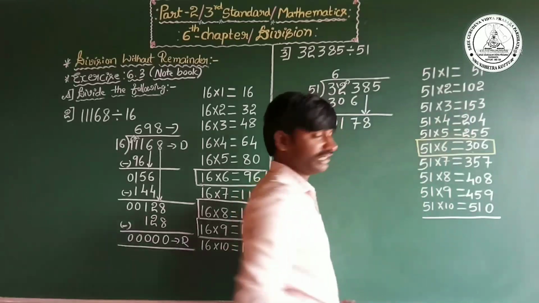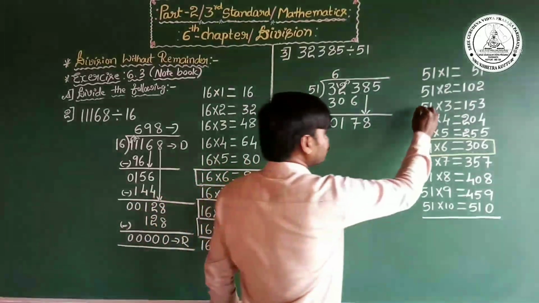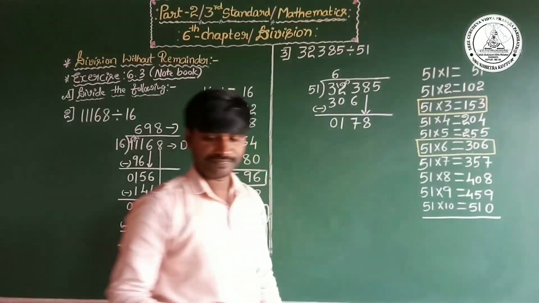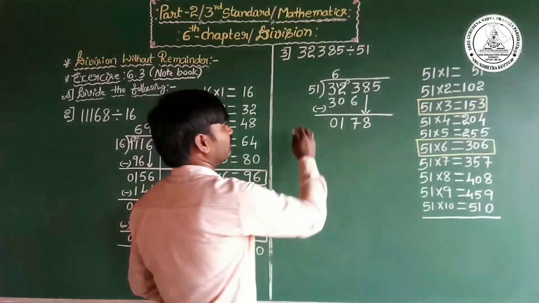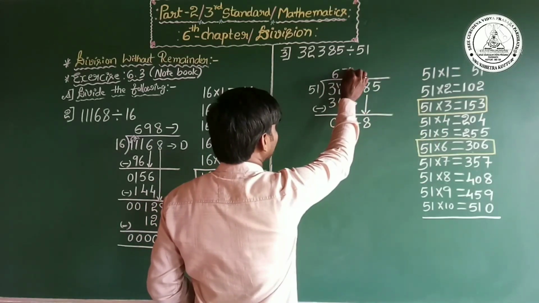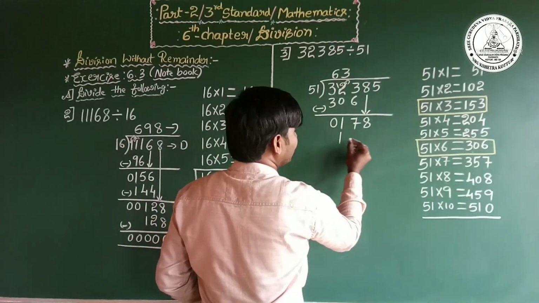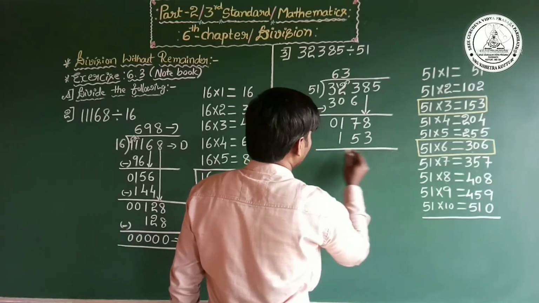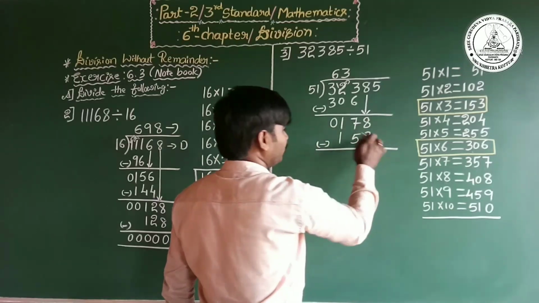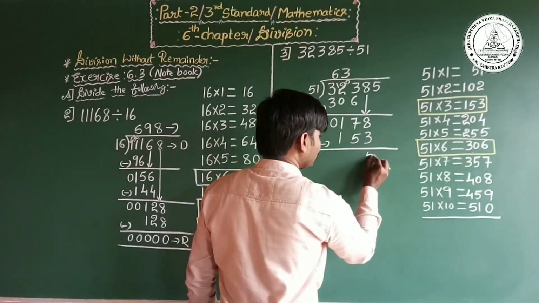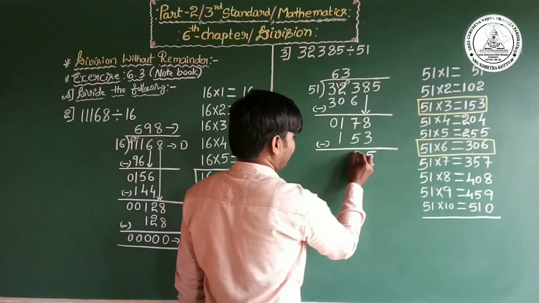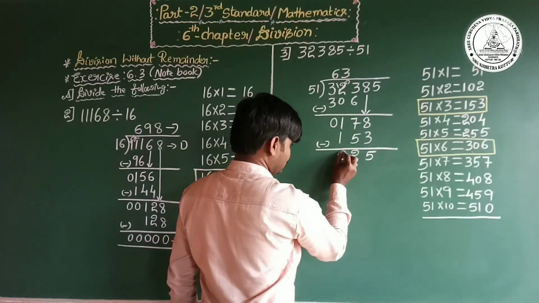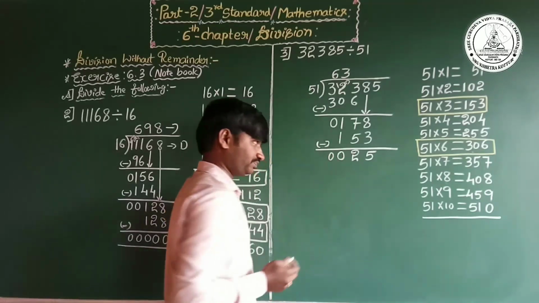So 153, it means 51 3s are 153, is the nearest number to 178. Yes, dear student, you write 51 3s are 153. Now you subtract these numbers. 8 minus 3, yes, we get 5. 7 minus 5, that's 2. The next, 1 minus 1, that's 0. This 0 also you write.